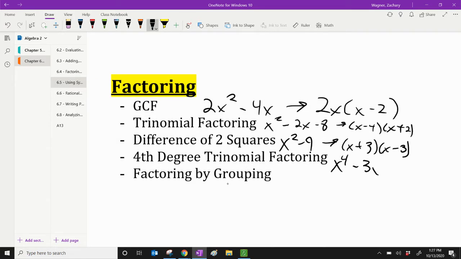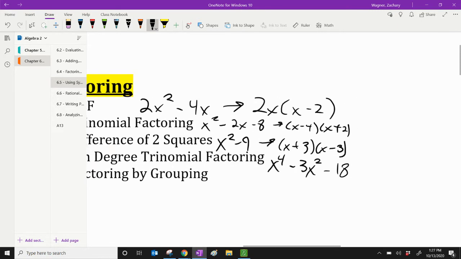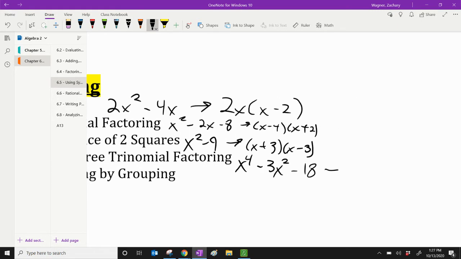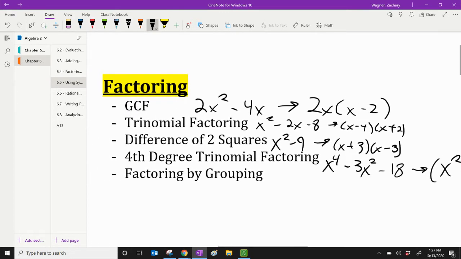Fourth degree trinomial factoring, this is what we learned last video, but if I said x to the fourth, minus 3x squared, minus 18, for example, right? Two numbers that multiply to negative 18 that add up to negative 3, and you make sure your square term is coming first. X squared minus 6, x squared plus 3. Because negative 6 plus 3 equals negative 3, and negative 6 times 3 equals negative 18.